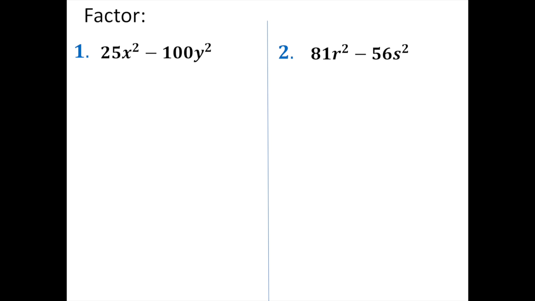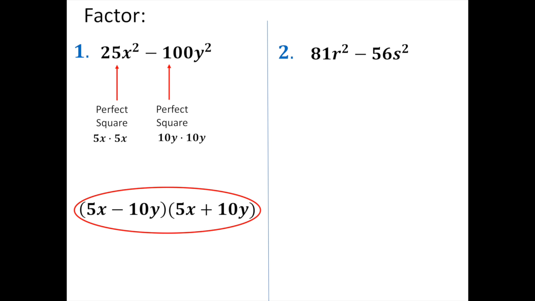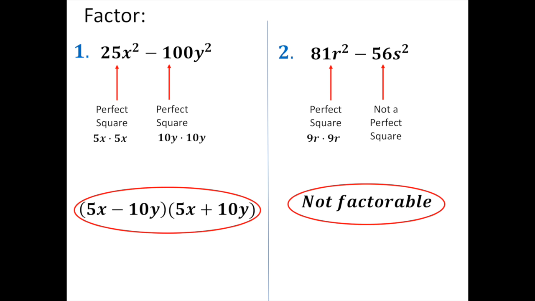Hopefully you struggled on number 2 a little bit. You found out that number 1, both of those two are perfect squares. Number 2, the first one is a perfect square. The second one is not a perfect square, so this one is not factorable. There's nothing we can do there.